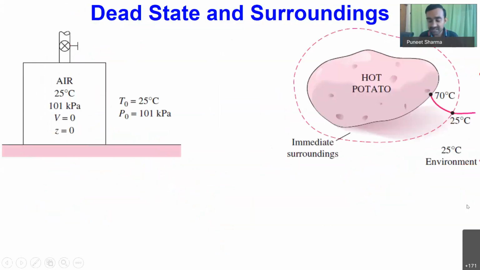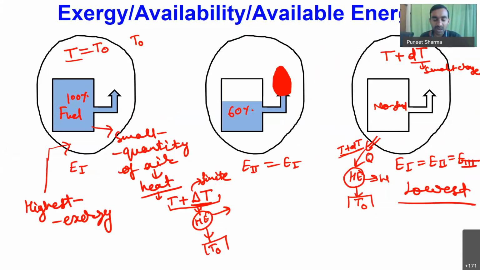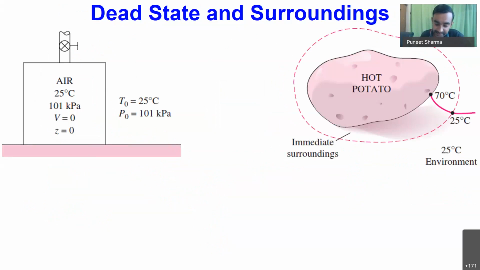So exergy is one important property which has to be specified along with the energy in order to determine how much potential a source of energy has for converting that energy into an equivalent amount of work. Then we have the dead state and surroundings.